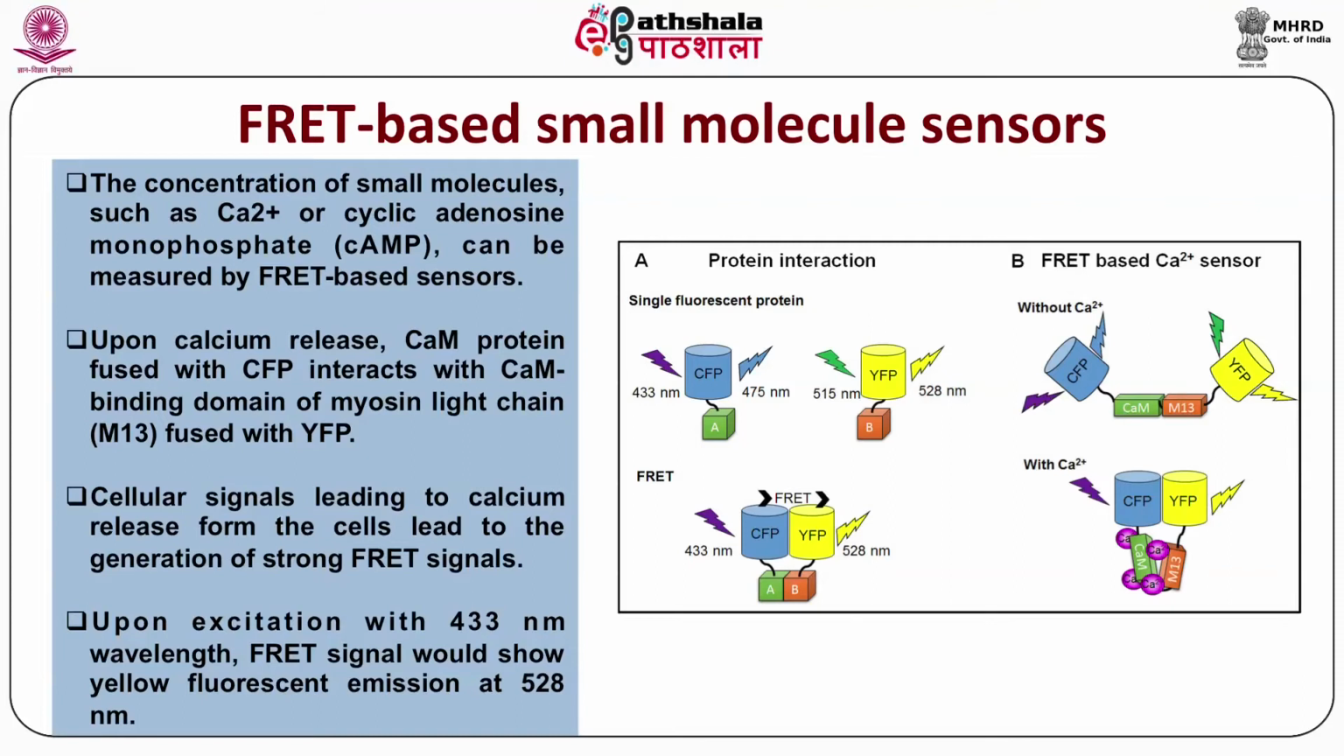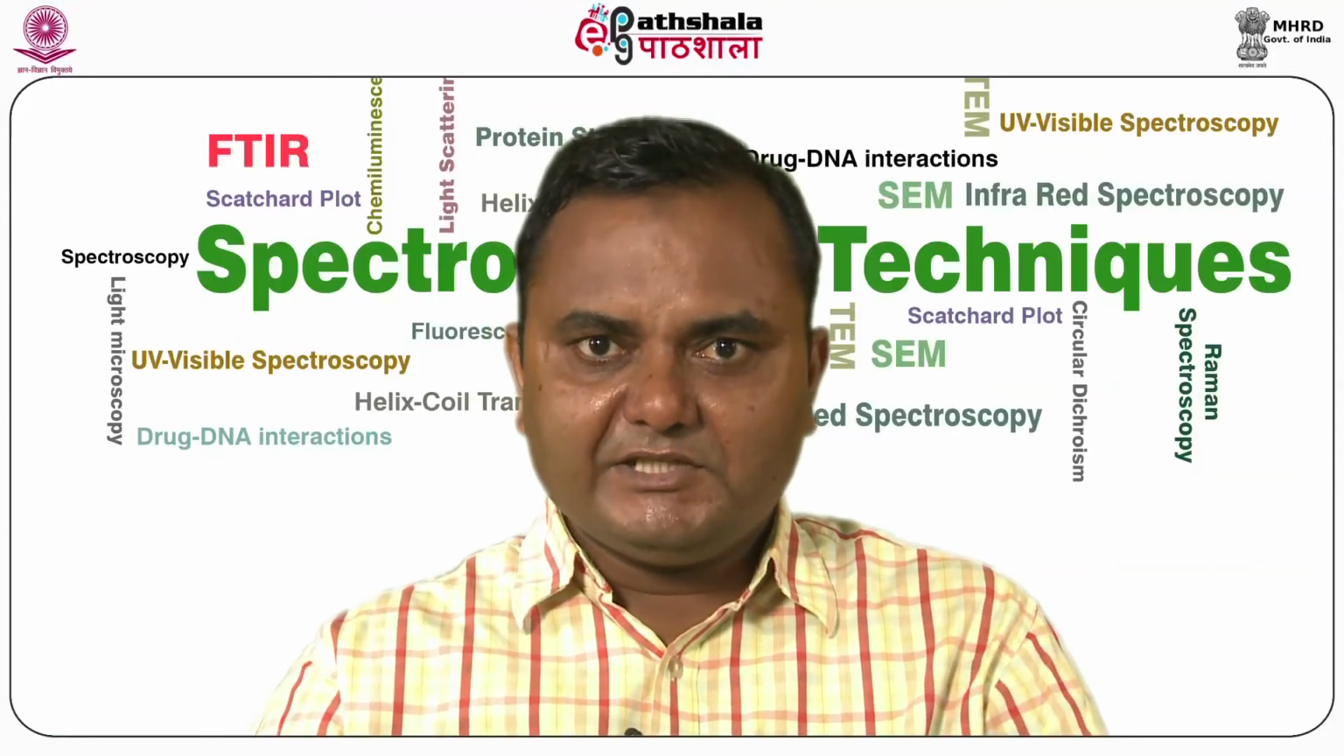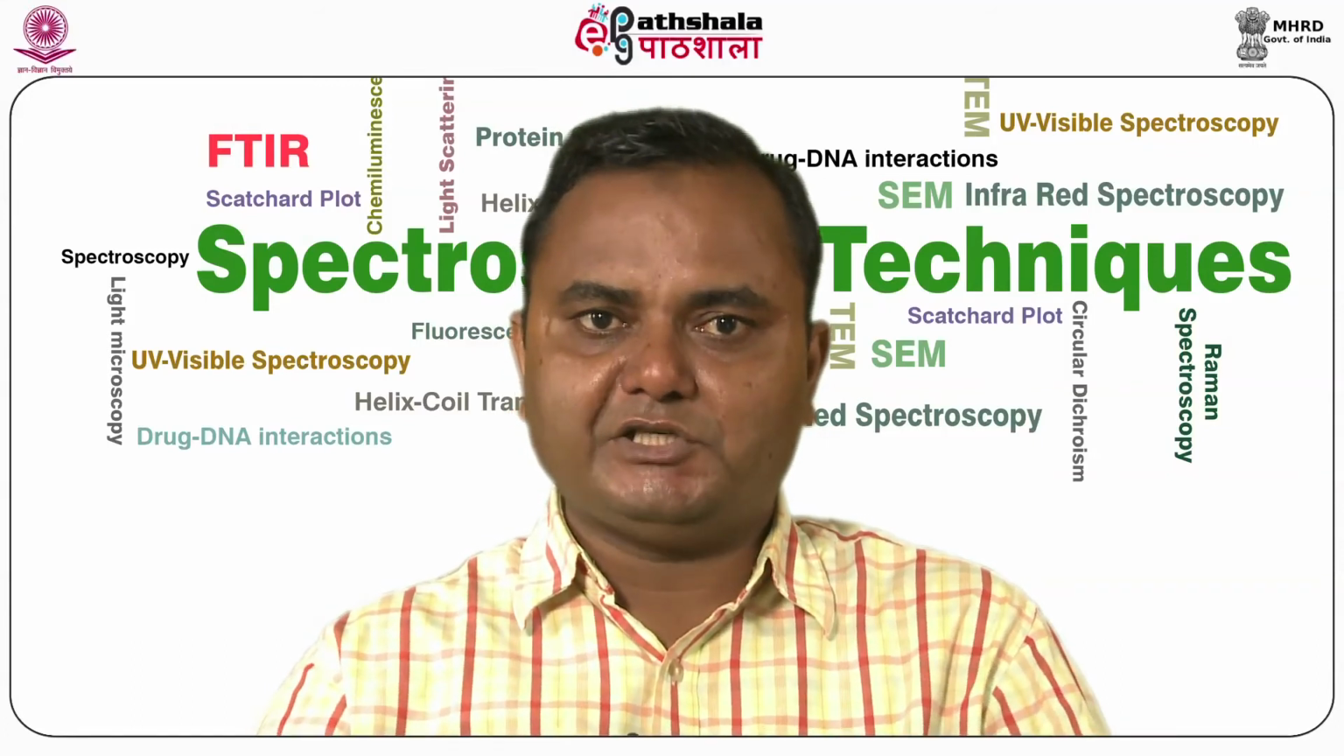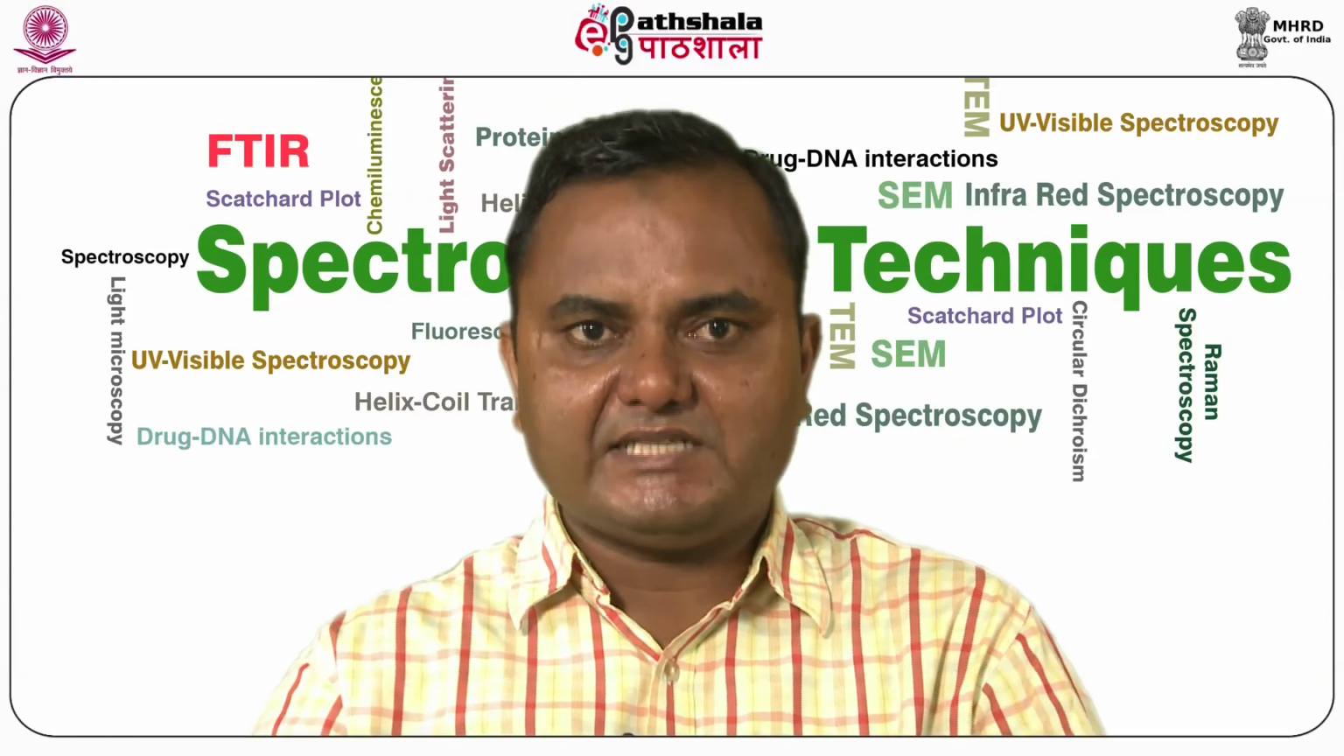Upon excitation with 433 nanometer, the FRET signal would show yellow fluorescent emission at 528 nanometer. That's how a FRET-based small molecule sensor can be developed by using CFP and YFP constructs. Now we talk about the limitations of FRET between GFPs to monitor protein interaction. It has several advantages and disadvantages.